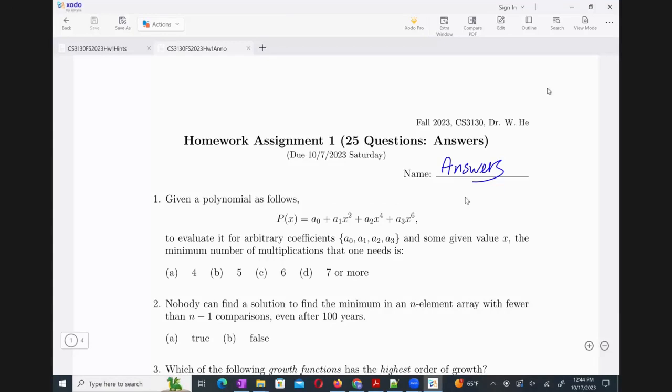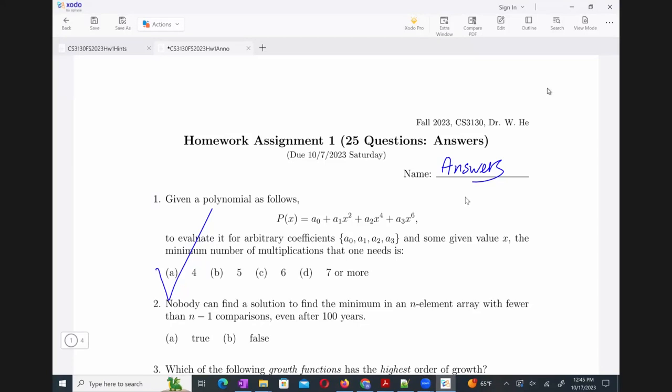First question, not many students got the first one. The correct answer is option 4. Most of you gave me 6, option C.